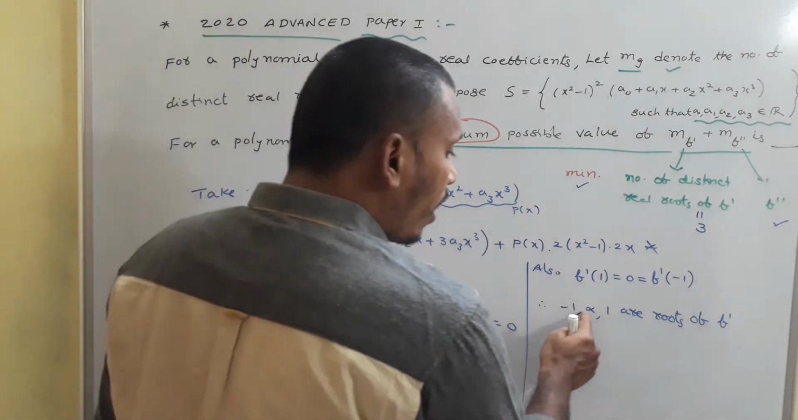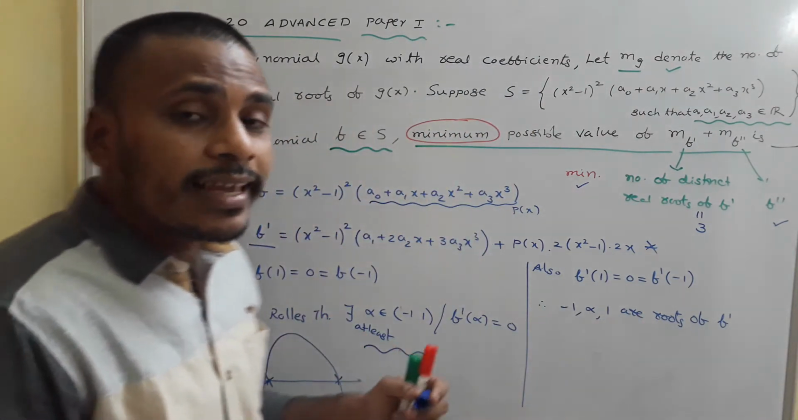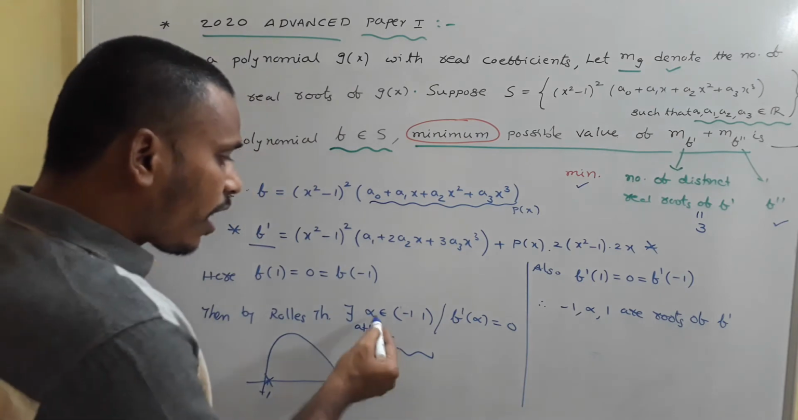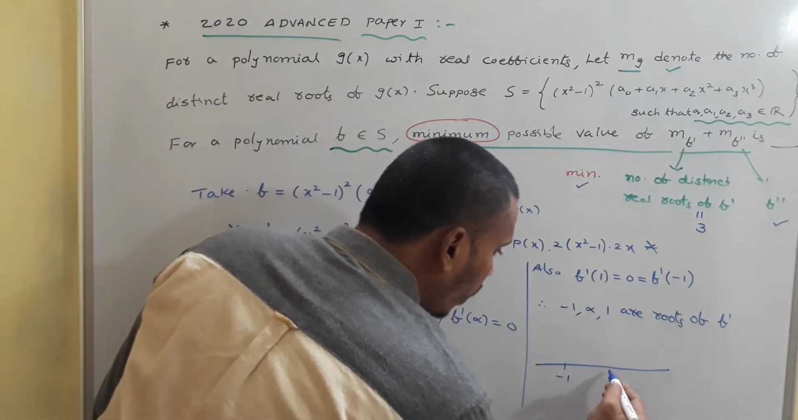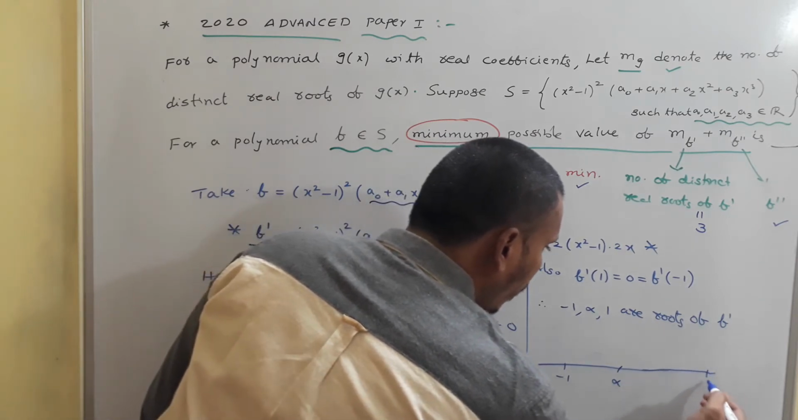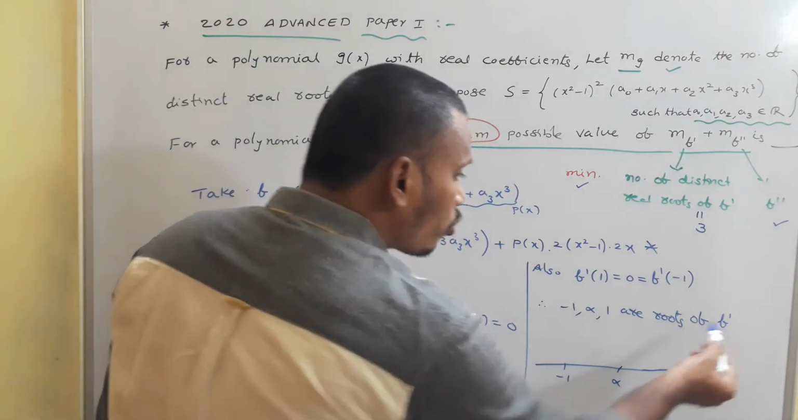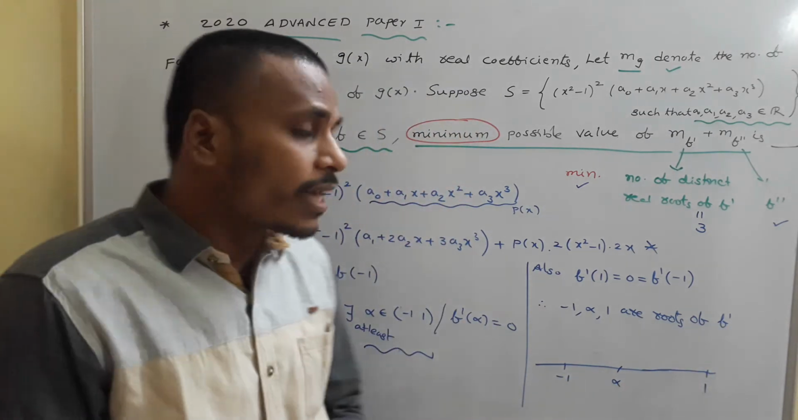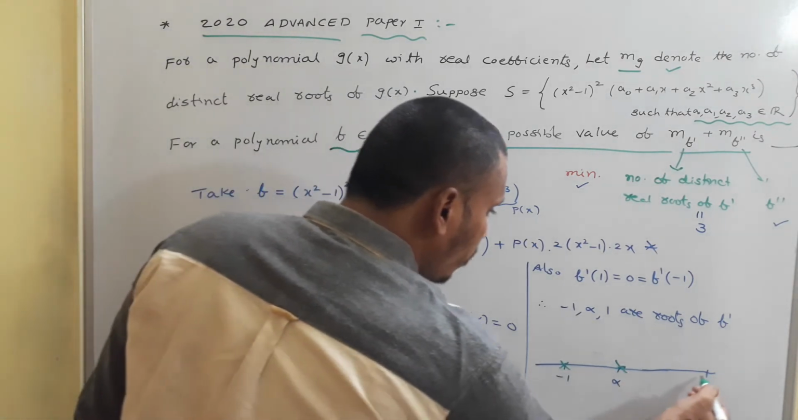See, minus 1, alpha and 1 are roots of f dash. Now you just try to think about the graph of f dash. Here, alpha is in between minus 1 and 1. On the number line, somewhere in between minus 1 and 1 alpha is there, and somewhere we have 1. Minus 1, alpha, 1 are the roots of f dash. If you try to sketch the graph of f dash, the graph for sure passes through these 3 points.